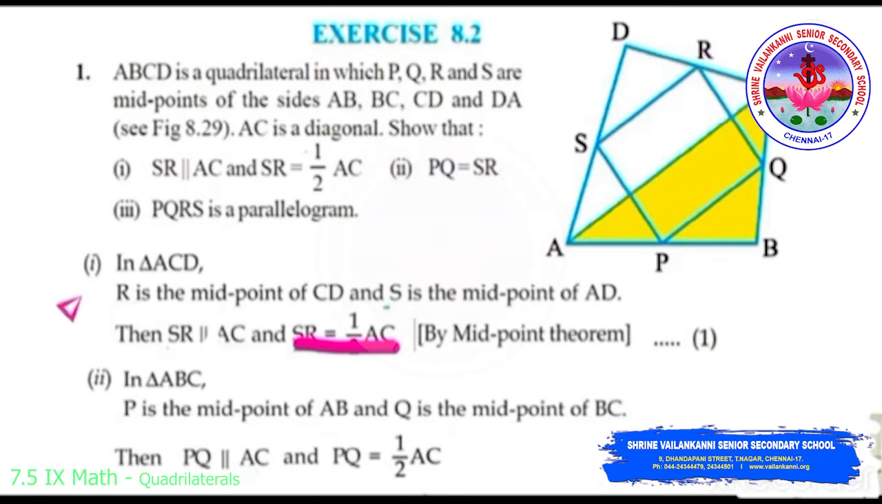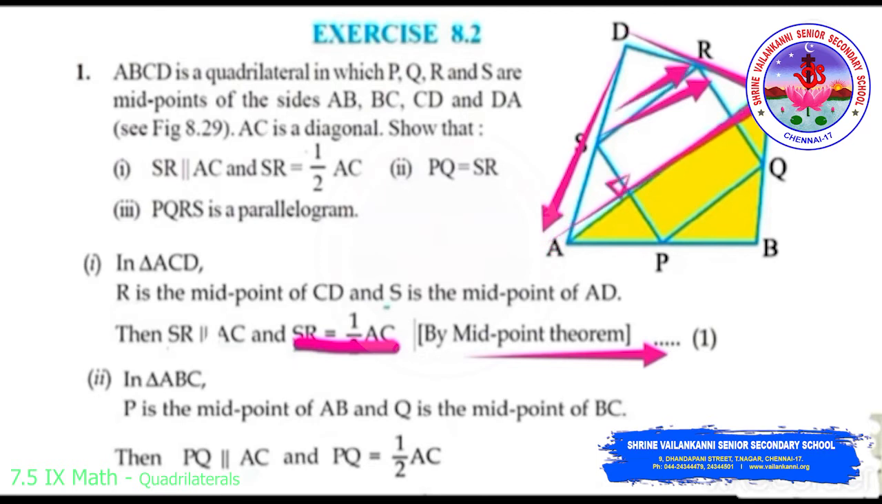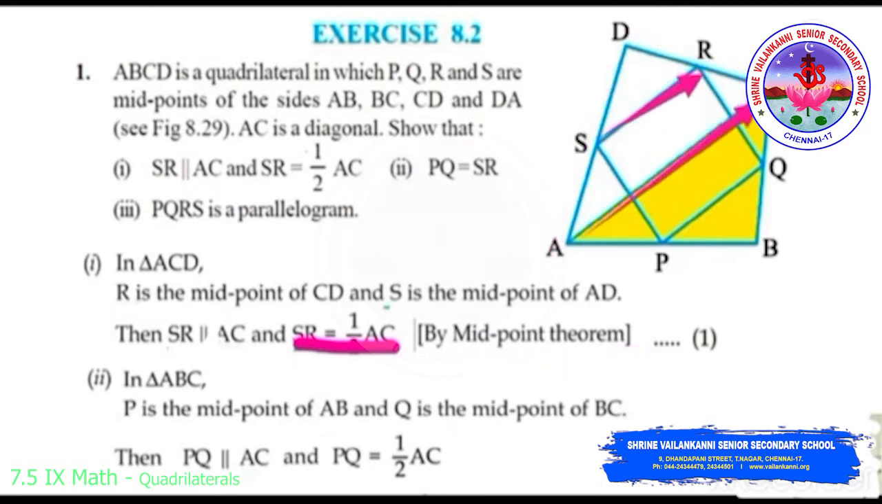Coming to the first subdivision, let us consider triangle ACD. R is the midpoint of CD and S is the midpoint of AD. By the midpoint theorem, the line segment joining the midpoints of two sides of a triangle is parallel to the third side and equal to half of it. So using this, where R and S are the midpoints of the sides CD and AD, I get SR is parallel to AC and SR is equal to half of AC.